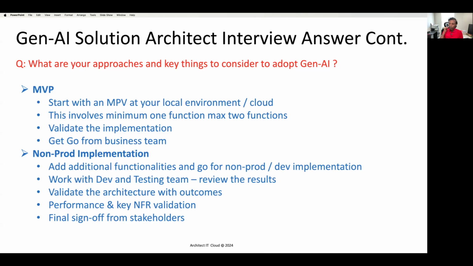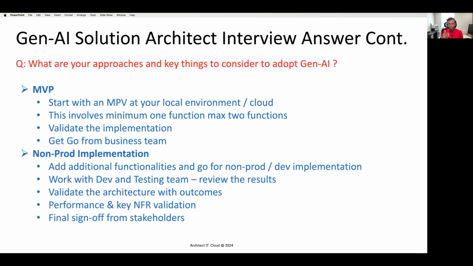And once the minimum viable product is successful, make sure that you have a non-production implementation plan. This is key because your minimum viable product is the first step to make sure that your architecture works fine. And non-production implementation is the next step to make sure that you have full-fledged implementation of all the functionalities identified as part of the business use case identification or business problems. So along with the minimum viable product, you must increase all the functionality scope to implement in the non-production environment.